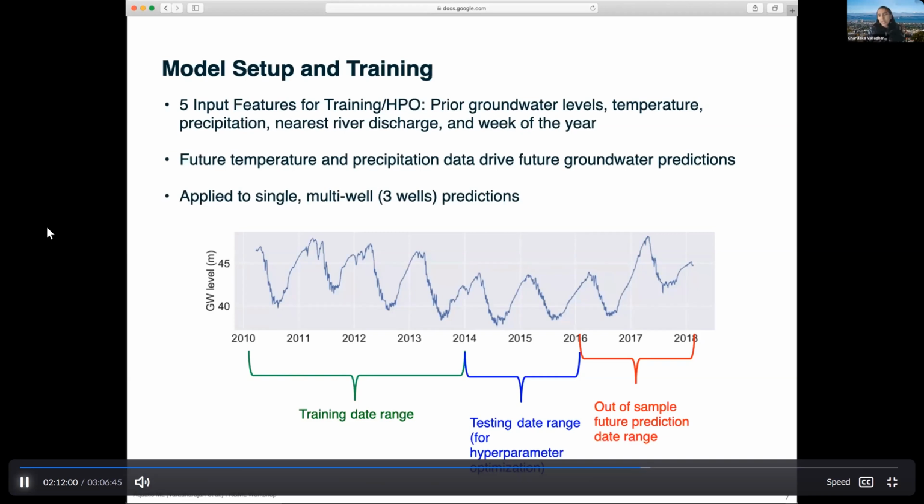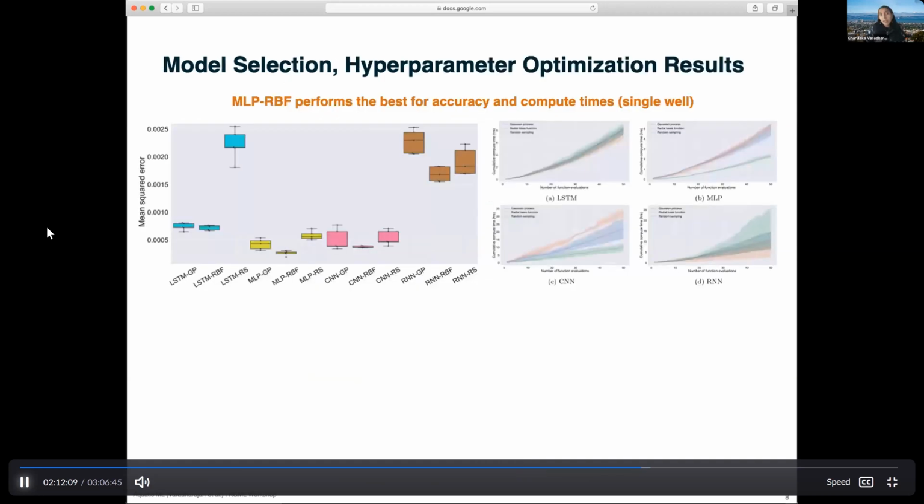So we had a roughly 60-20-20 split for the training, the testing for the hyperparameter optimization, and then the out-of-sample prediction range. So the results here show that surprisingly, we didn't expect this, the multi-layer perceptron actually outperformed all the other models. And this was about 4 to 6 layers here. And it was not just in terms of prediction error here.